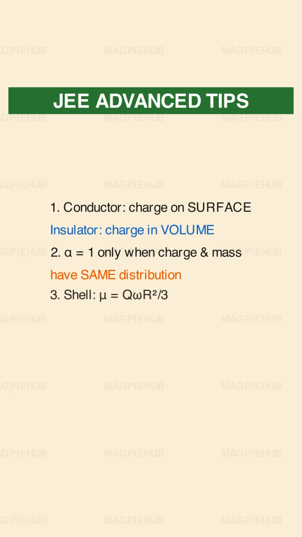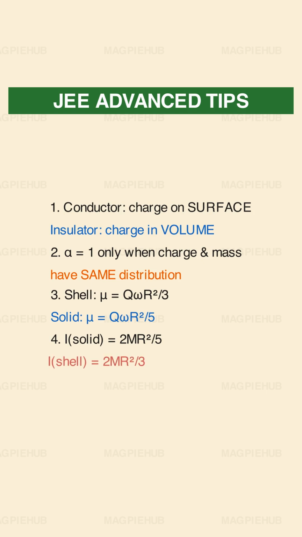Third, remember the standard results. For a uniformly charged solid sphere rotating with omega, mu equals q omega r squared over 5. For a shell, it is q omega r squared over 3. Fourth, moment of inertia for a solid sphere is 2/5 mr squared, while for a thin shell it is 2/3 mr squared.